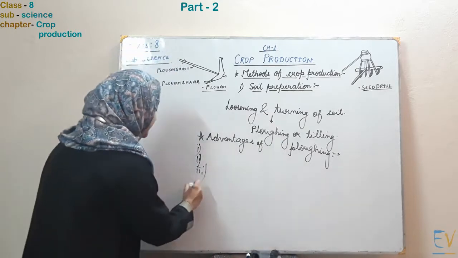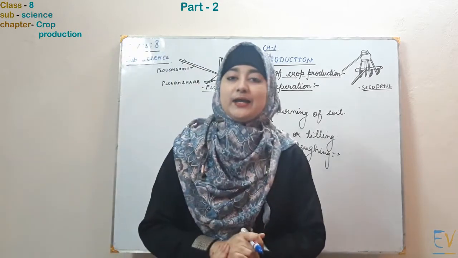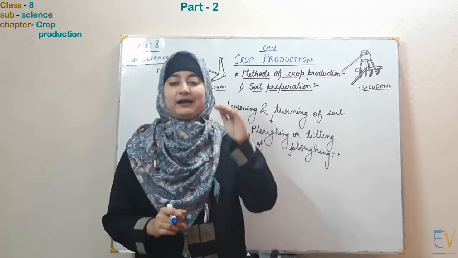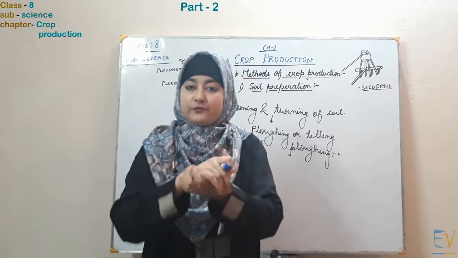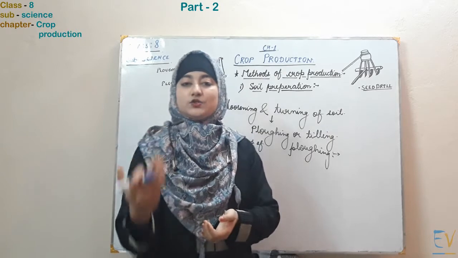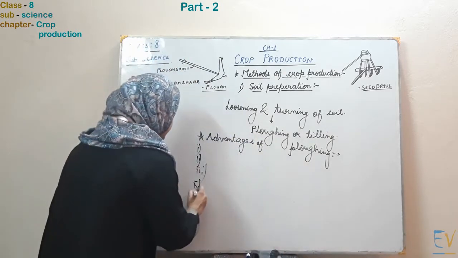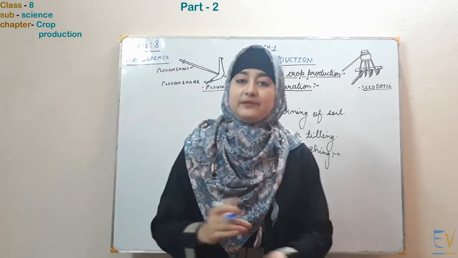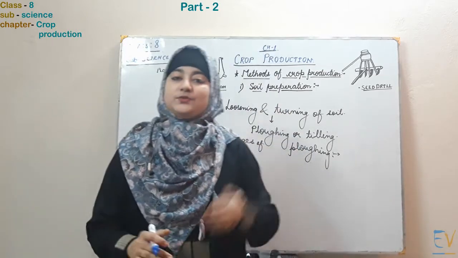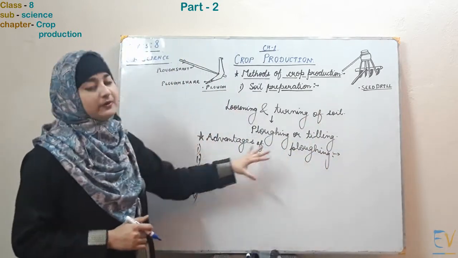Now the fourth point is the loose soil also allows the roots of the plants to penetrate more deeply. That's why it causes what? Firm attachment between the soil and the roots, isn't it? And the fifth point is loose soil generally mixes more uniformly with the fertilizers. So these are the five advantages of plowing.